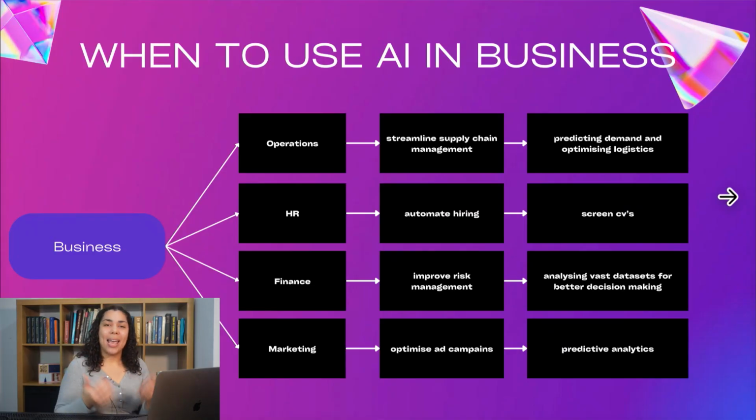Okay, finance. How can AI be used in finance? Well, we already discussed fraud detection. Another way that AI can be used in finance is to analyze your transactional data to optimize your finances and improve risk management. So, if you've been running your business for a few years, you're going to have quite a significant amount of transactional data.